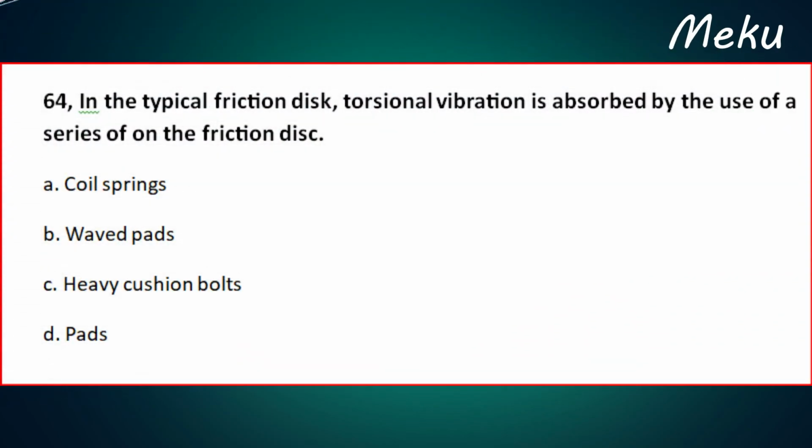64. In the typical friction disc, torsional vibration is absorbed by the use of a series of on the friction disc. A. Coil springs. B. Wave pads. C. Heavy cushion bolts. D. Pads.